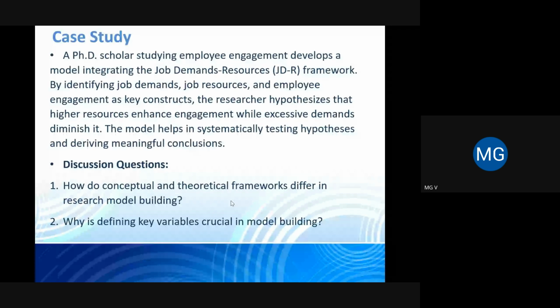Why is defining key variables crucial in model building? It ensures relationships between variables, right, or cause and effects. Right. What else? So that we can systematically test hypotheses and derive meaningful conclusions. Okay. What else?